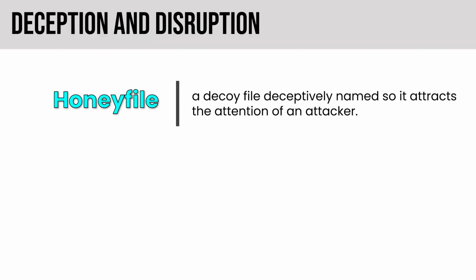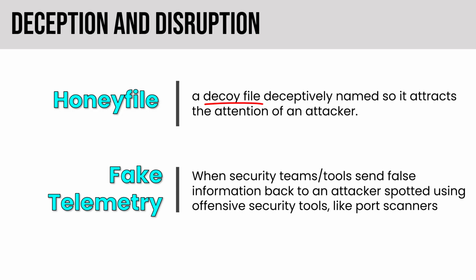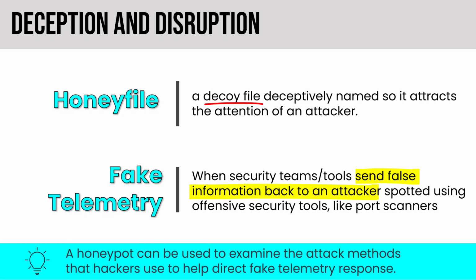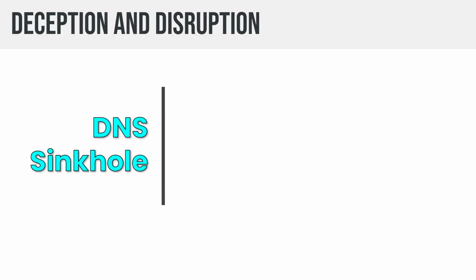We have the honey file, which is a decoy file, deceptively named so it attracts the attacker's attention. And then fake telemetry, so when security teams send false information back to an attacker spotted using offensive security tools like port scanners, we call that fake telemetry. But a honeypot can be used to examine the attack methods that attackers use to help direct the fake telemetry response. And finally, we have the DNS sinkhole.